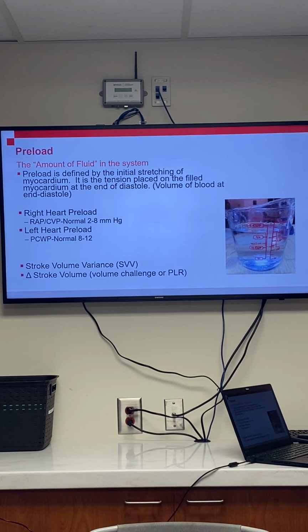Right now, what are you looking to see if your patients are volume resuscitated or optimized? How do you know if they need volume? Or if you give a fluid bolus, how do you know if that's actually the right amount? You can look at hemodynamics, you can look at their labs, you look at their eyes and nose.